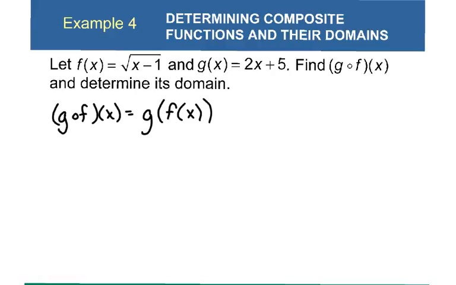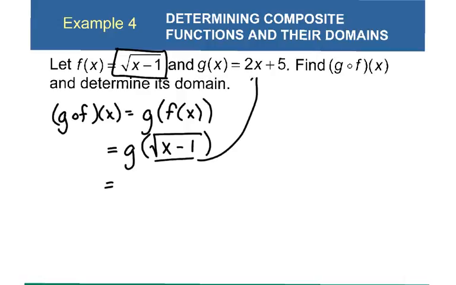This time, our inside function is f. So replace f of x with what it is equal to, the square root of x minus 1. And now, that is what we're going to place inside our x value into our g function. So 2 times the square root of x minus 1, then add 5 on the end of it. There we go. We can't simplify any more than that. That is what our g of f of x is equal to, is this right here.